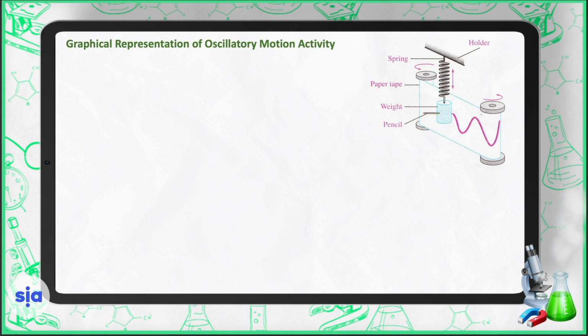This is a graphical representation of oscillatory motion activity. We are going to use a paper tape winding around 2 rolls, a weight, a spring, a nail, and a pencil.